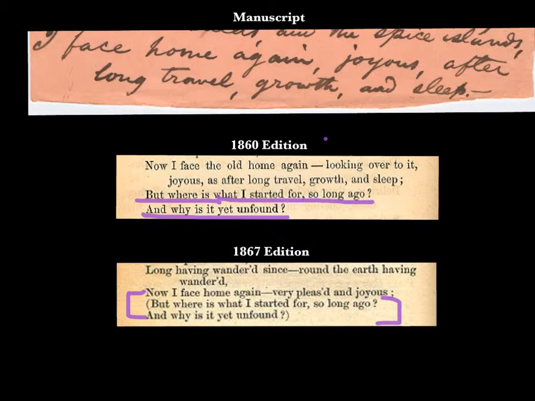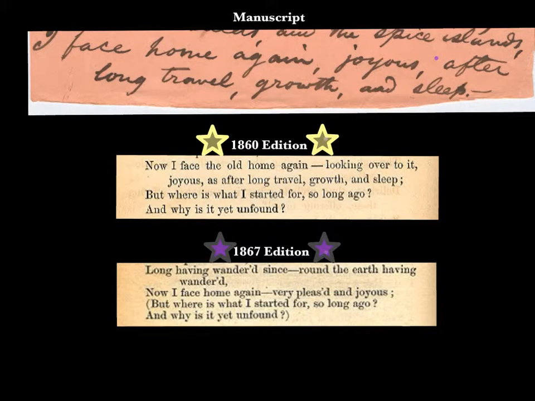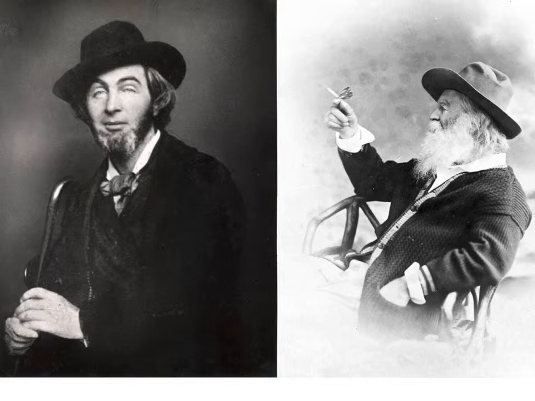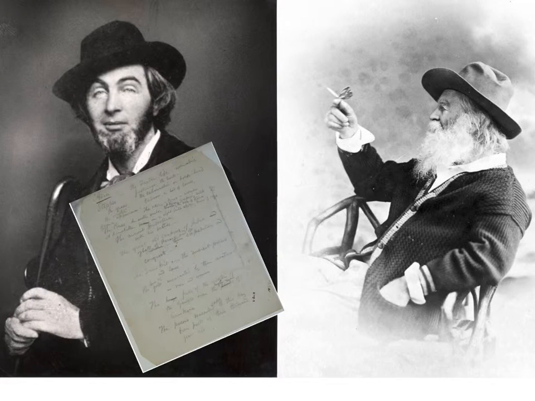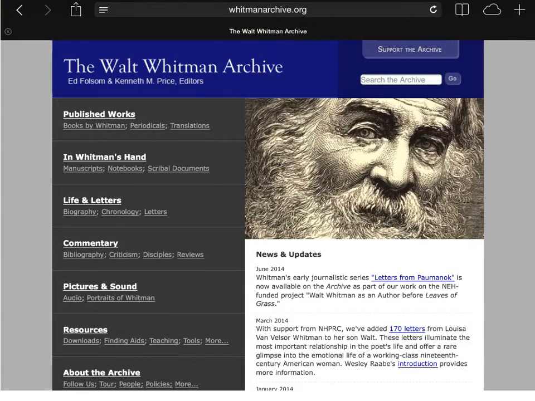Gone are the cultural and geographic specifics originally found in Hindustan from the Western Sea, and gone too is the happiness and satisfaction of the original ending of the manuscript. The persona in the published editions is left questioning his seemingly fruitless expeditions, and his original joyous feeling of maturity and growth after long travel is qualified with hesitation and disillusionment. This analysis of the changes made between manuscript and published editions is, of course, only one possible reading of the text. The important thing to remember here is that this reading is only possible because we have access to Whitman's original manuscript. And this is why the Whitman Archive is such a valuable tool.